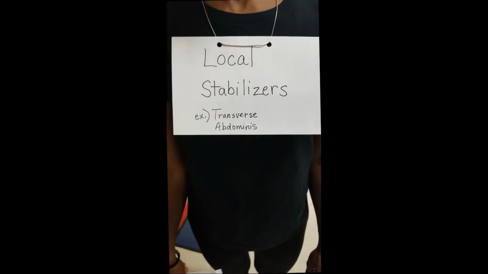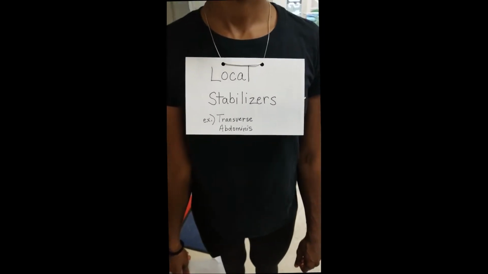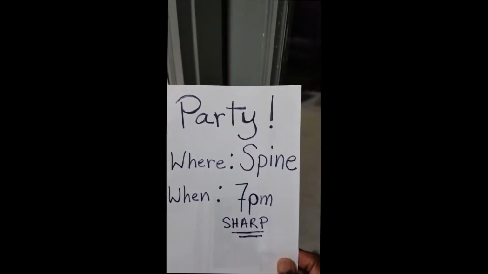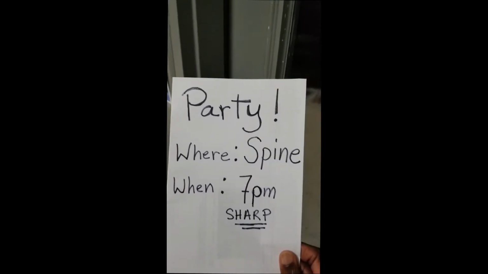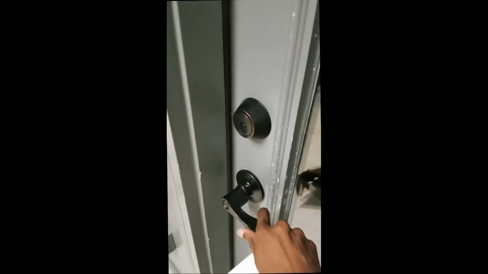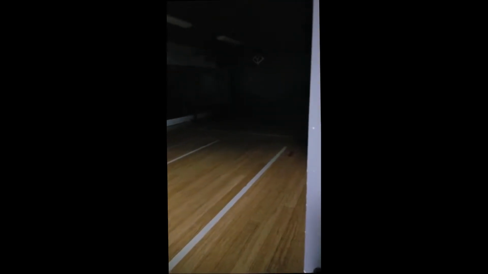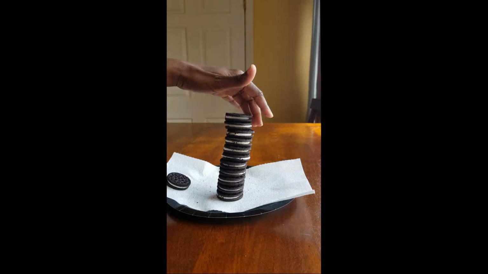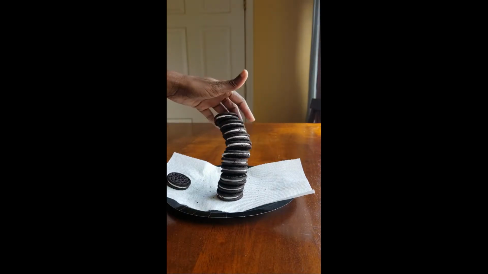Now, you have your local stabilizers, and let's say there's a party at the spine at 7 p.m. Stabilizers are ready to go, but when there's low back pain, those stabilizers are delayed. They have a delayed contraction, they're late for the party, and there's no support. No one's home. That produces instability in your spine.